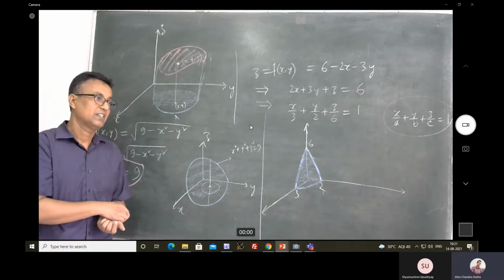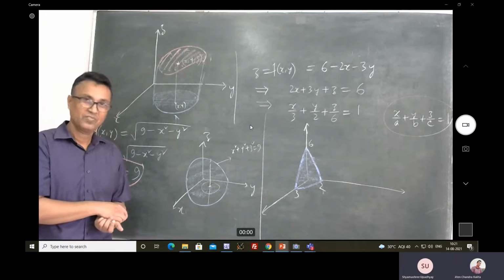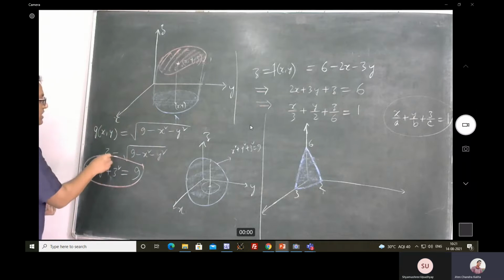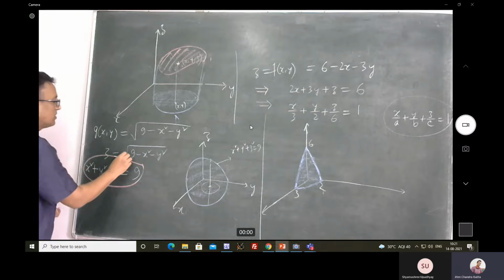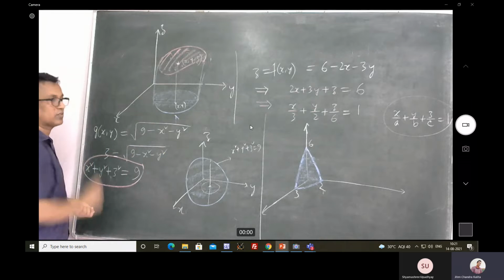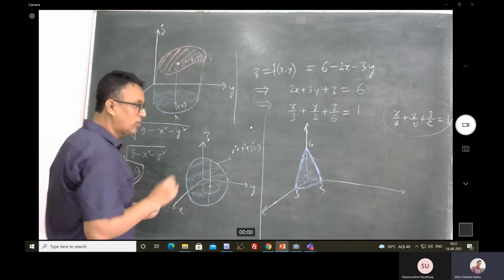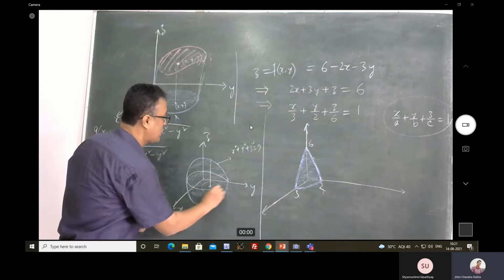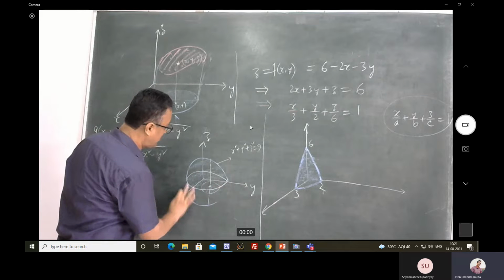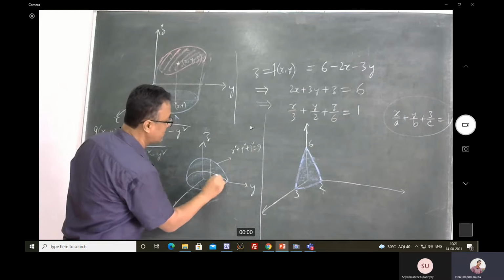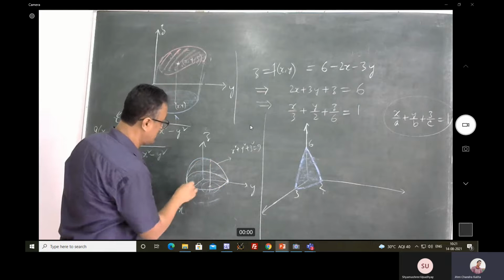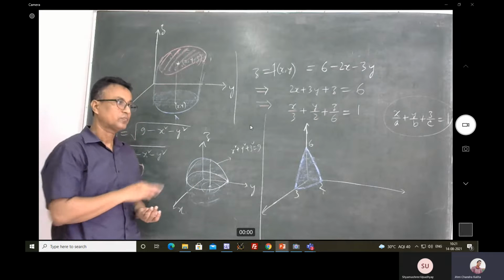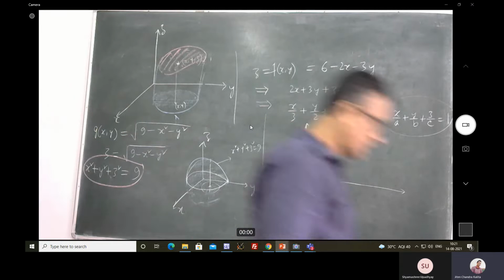What? In the range of the function. Range, isn't it? So that is why, and you will see that the original function is given only in terms of the positive square root of 9 minus x squared minus y squared. So in order to define a function, you must consider either the upper hemisphere of this sphere, or the lower hemisphere. Is it okay? Fine.